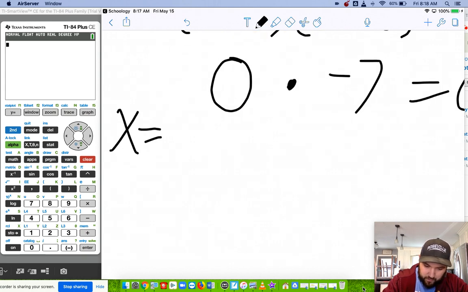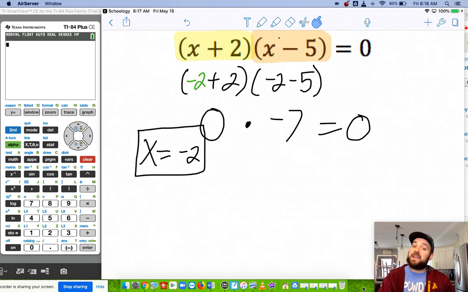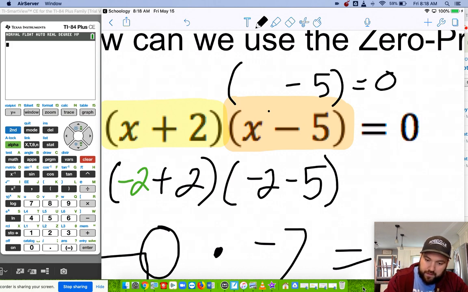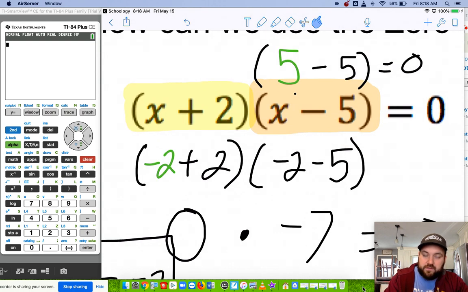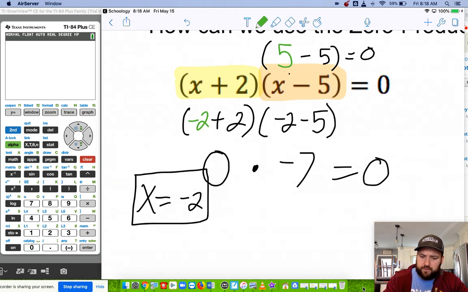Let's try this again. x equals -2. But there is another answer to this equation. And the other answer is, what would make the second set of parentheses 0? What could I replace x with to make x minus 5 come out to be 0? And it's essentially asking what number minus 5 equals 0. And that answer would be +5. Right? And again, I would have to replace both the x's with +5. But even if I did that, I would have 7 times 0, which would end up being 0. It's a little confusing right now because of the first time that we're seeing this.